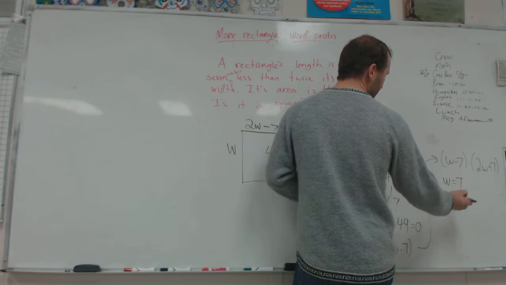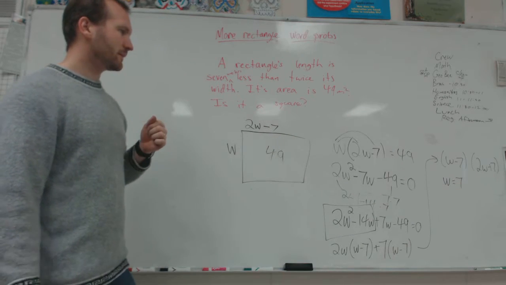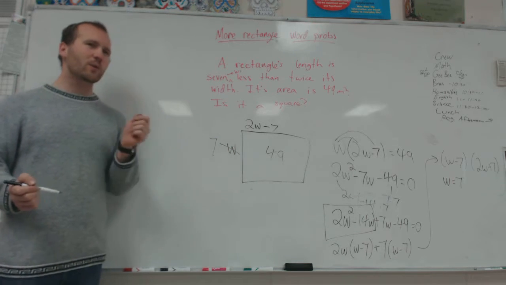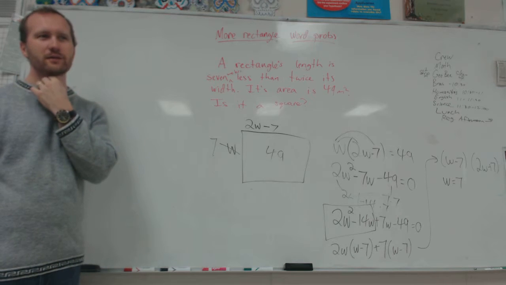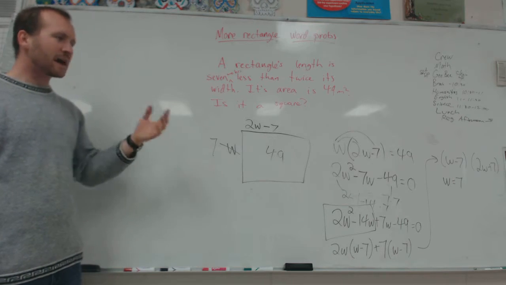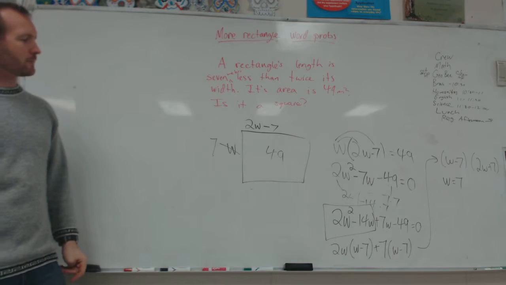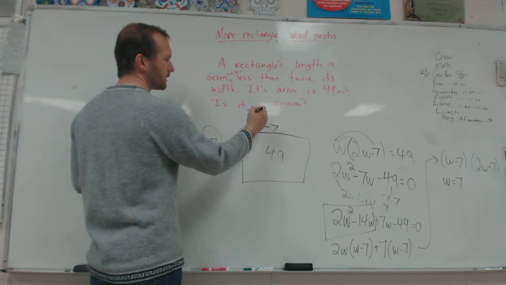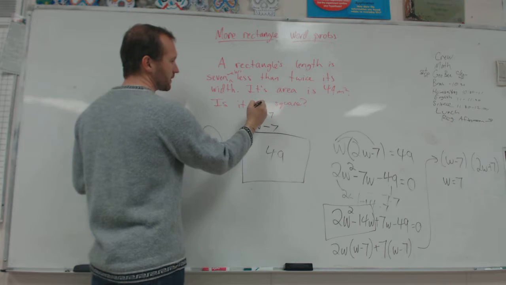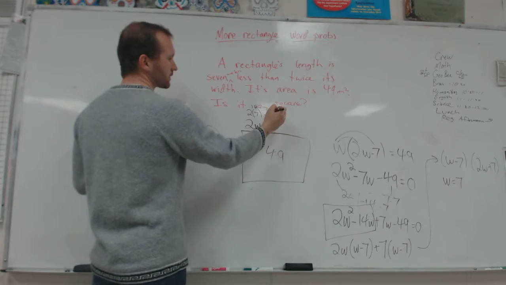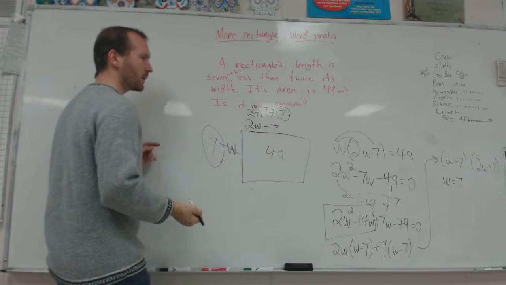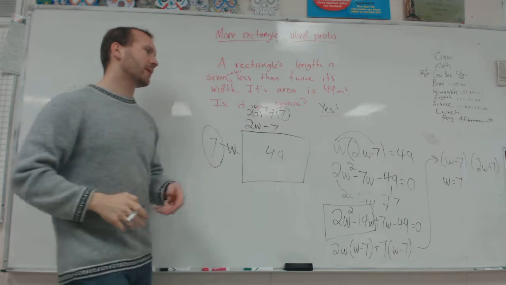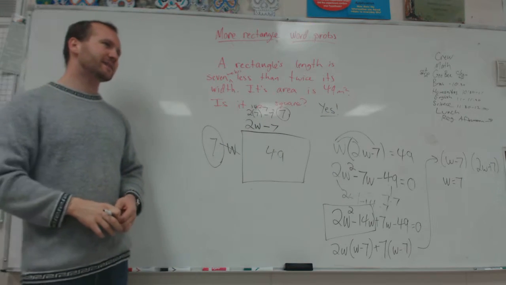Okay, only one of these is going to make sense. W must equal 7. Okay, so we know that W is 7. Now what were they asking us in this question? Is this a square? How do we know if it's a square? Yeah, the sides would have to be the same. So are the sides the same? We know this side is 7. Let's find out what this side is. 2 times 7 minus 7. That's going to be 14 minus 7, which is going to be 7. So is it a square? Yes, it is a square.